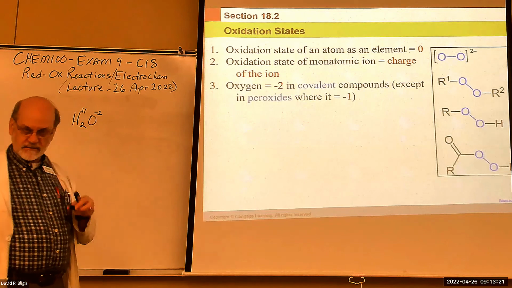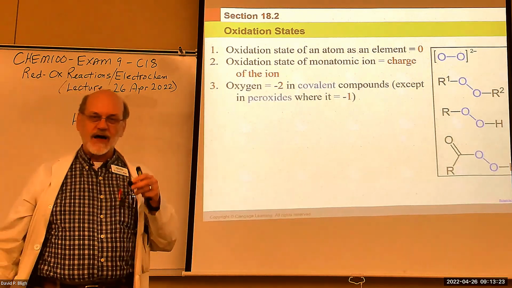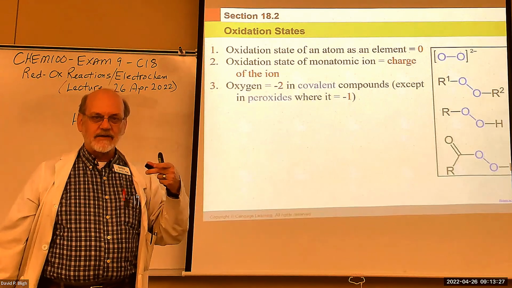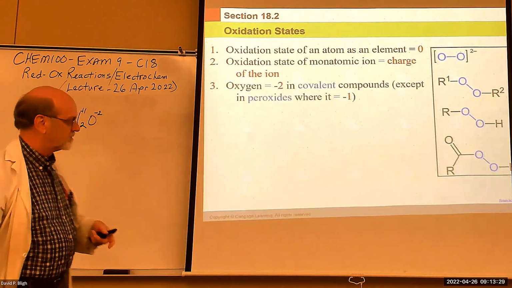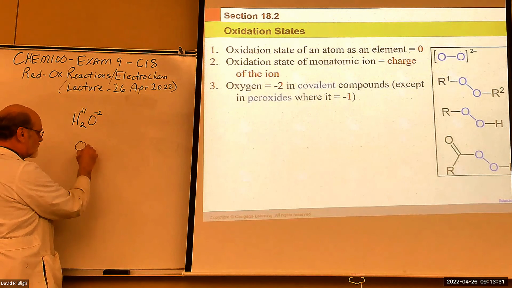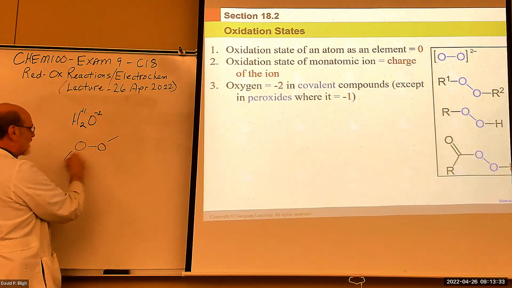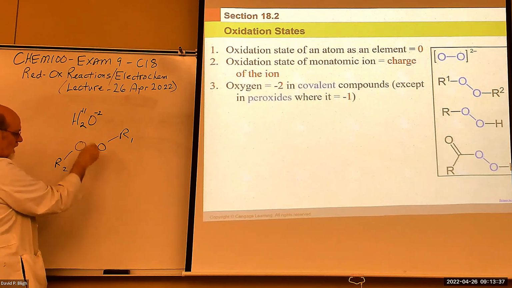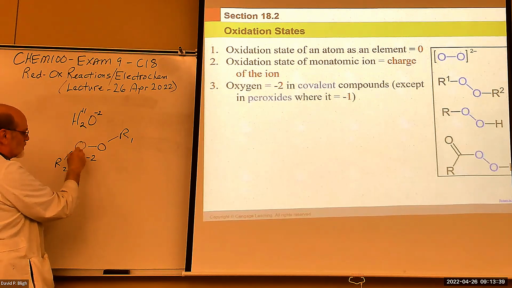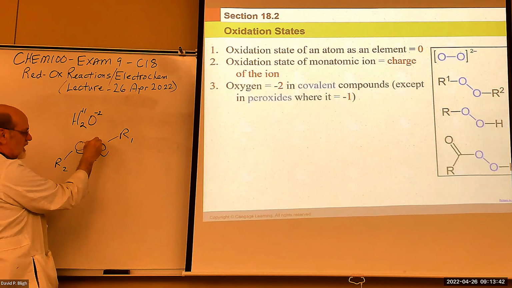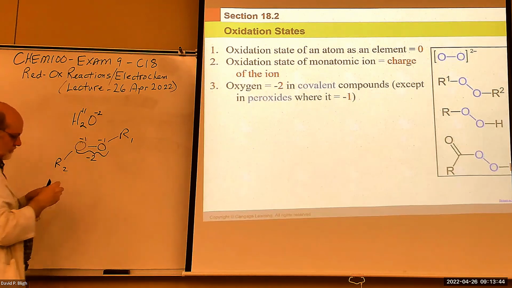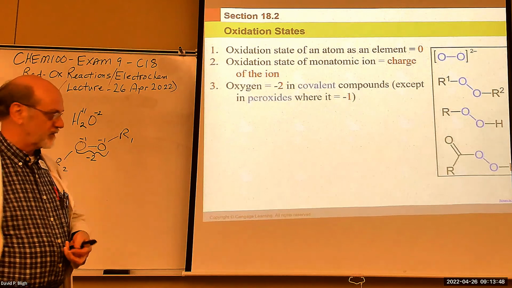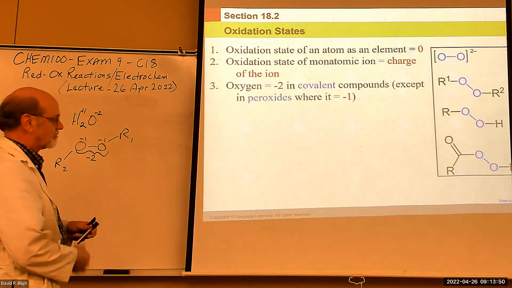The exception to this oxygen rule is if oxygen is bound to another oxygen in what we call a peroxide. If it's bound like this, and it can have anything else attached to it, right? This whole group is -2. So that means each one is -1. Okay? That's the exception for oxygen.